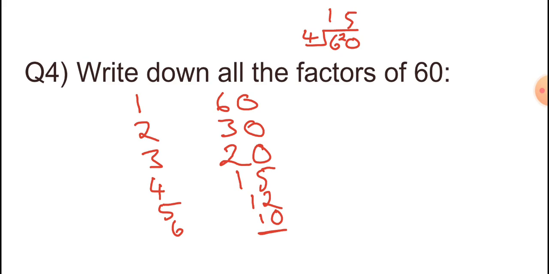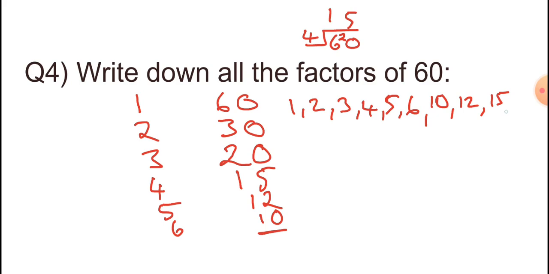So if we were to now list the factors of 60, they would be 1, 2, 3, 4, 5, 6, 10, 12, 15, I've run out of space, 20, 30, and finally 60. So these are all the factors of 60.